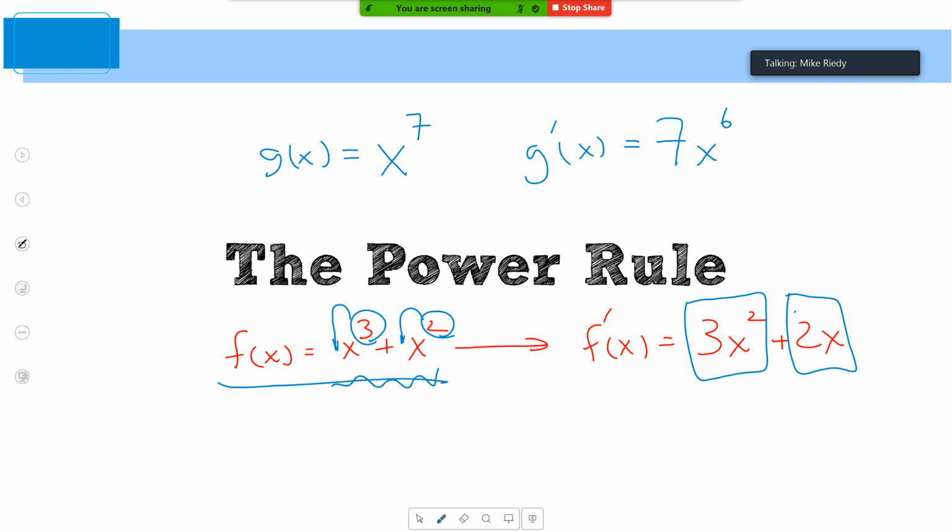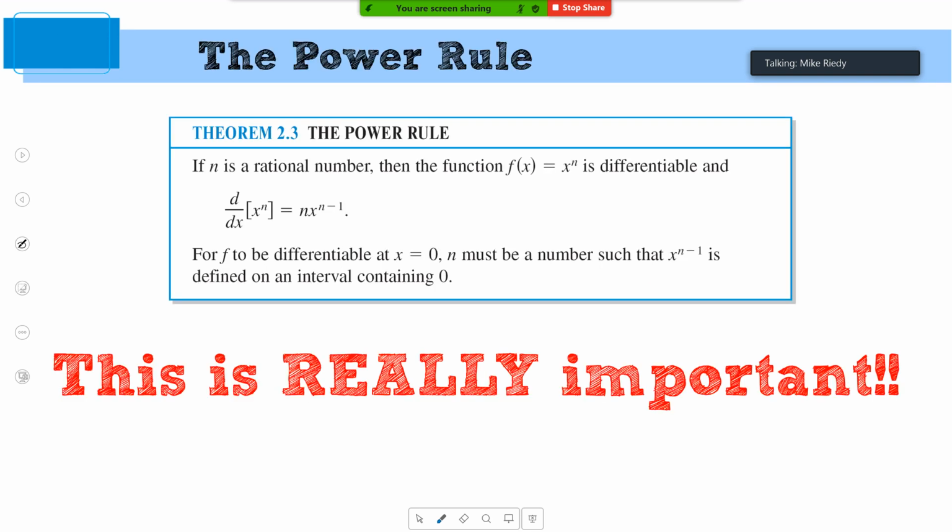Now, what if we got a bunch of things added together? Well, then you just do each individual one. And so some of these things become pretty straightforward. What if there's a number out in front? So what if I'm taking the derivative of 2x to the 3rd? How do I handle that number out in front?